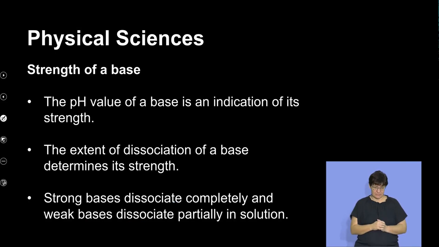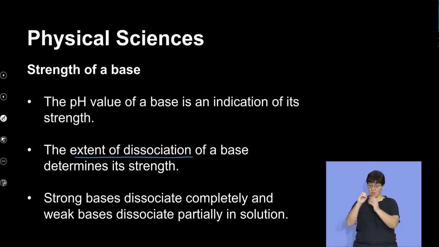Now let's look at the strength of a base. The pH value of a base is an indication of its strength. A pH value closer to 14 means a strong base. A pH value closer to but greater than 7 means a weak base. This is per the pH scale. And then there is the extent of dissociation.